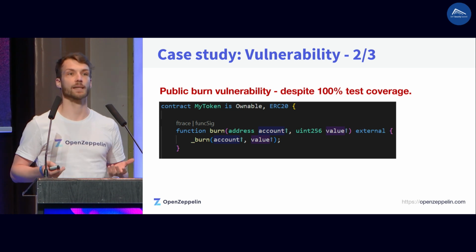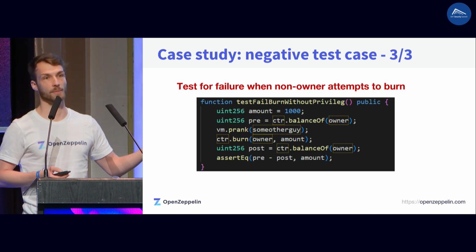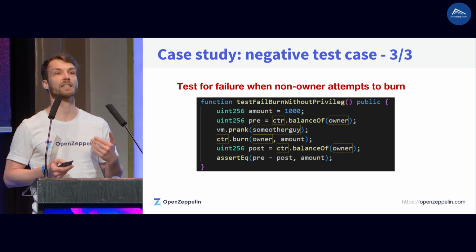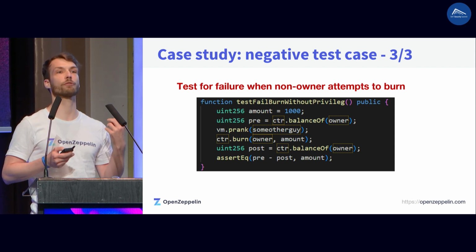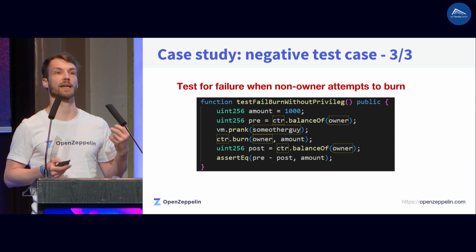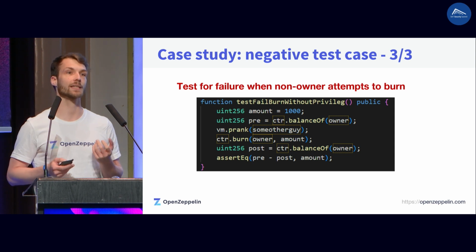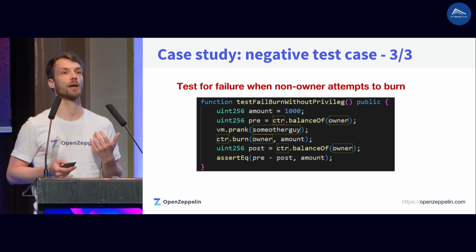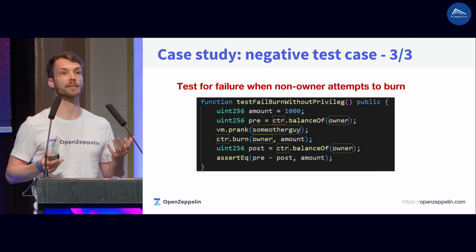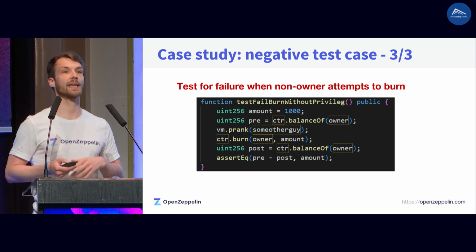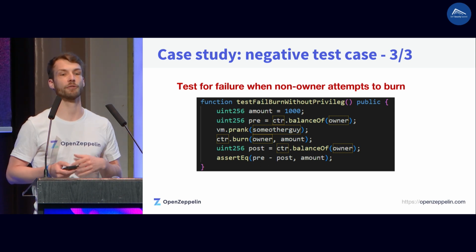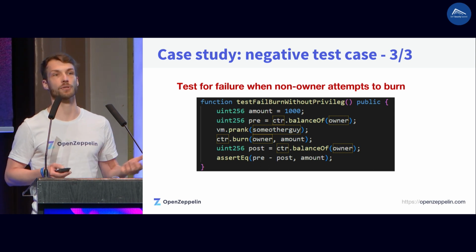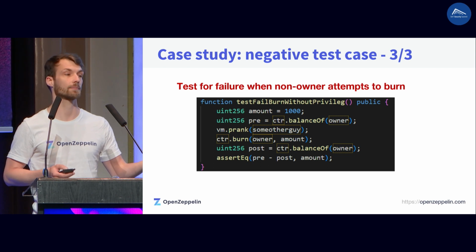But so what is missing? This test case is missing. If you don't know the Foundry syntax, you see in the name that it starts with test fail. So it's kind of asking for the opposite of what you see in the test case. It kind of verifies that this test will fail. And yeah, it's a typical test that just tests that an arbitrary address, like a non-owner address, can burn 1,000 tokens of another user. And yeah, you really want to make sure that this cannot happen. So you want to write this kind of negative test case.